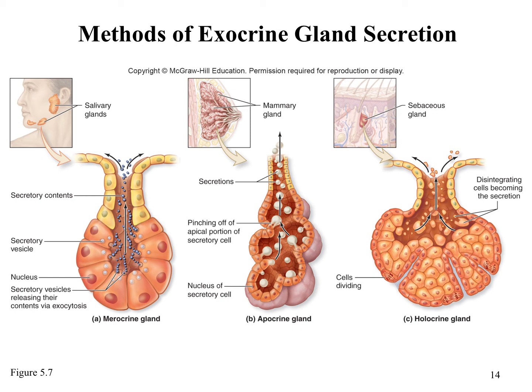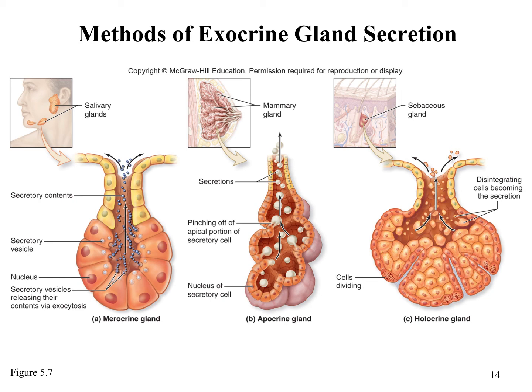The apocrine gland in the middle, a little different. It produces the secretion. The secretion is collected at the apical surface, right? And then parts of the cell membrane actually break off as the cell's producing it. So parts of the cell are going with it. In this case, the apocrine gland, those epithelial tissues are constantly being repaired.